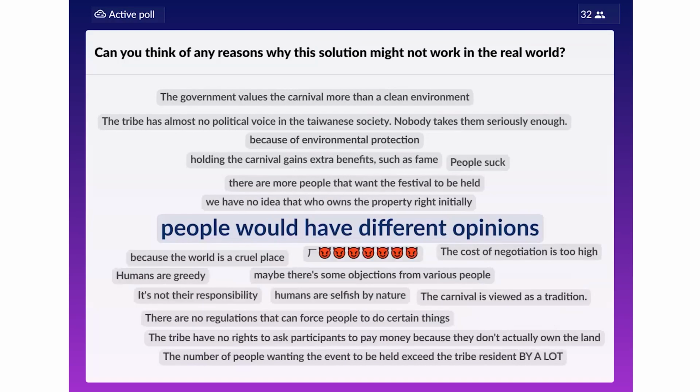We have no idea who owns the property right initially. Yeah, that's also an issue. There are more people that want the festival to be held. Holding the carnival gains extra benefit, such as fame. Yeah, that's a good issue. There could be external benefits because of this event held in Sun Moon Lake. And remember, we just went through externalities, so that's also an issue. But here, one thing is that I do think that the Nantou government would take into account the fame that's created by this event when they do their calculations.